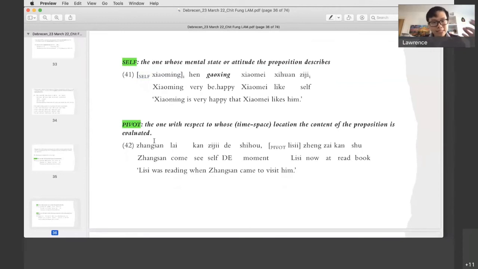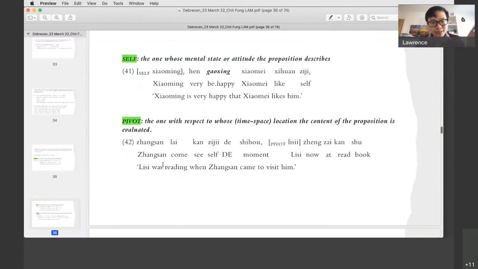In preferred, we are saying that it's someone with respect to whose time, space, location, the content of the proposition is evaluated. So example 42, Li Xu was reading when Zhang Zhang came to visit him. So the co-indexation here refers with Zhang Zhang because refers with Li Xu, because we're trying to talk about it from the user's perspective.